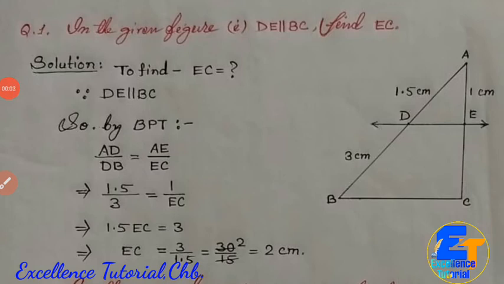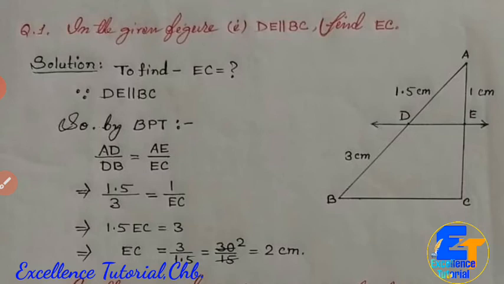This is the solution of the first question of exercise 6.2. You have been told this whole exercise is totally based on the converse of BPT, that is the converse of Thales theorem also. That is why you must have knowledge of the converse of BPT as well as BPT, that is the basic proportionality theorem, because whatever sums we are going to solve in this exercise are totally based on these two theorems.